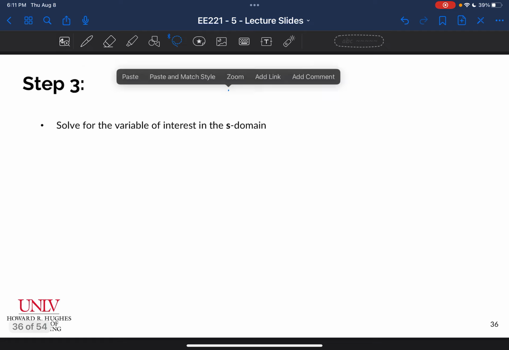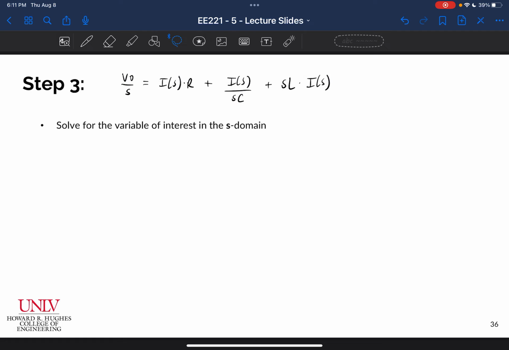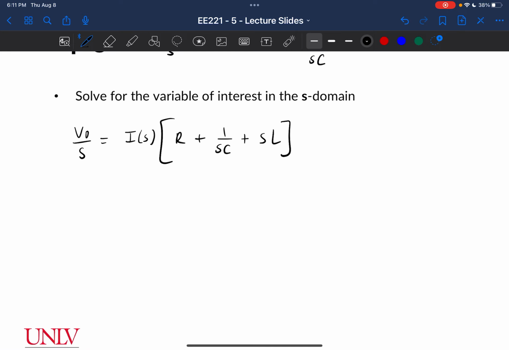Step 3 is fairly straightforward. And so now it says solve for the variable of interest in the S domain. Of course, for us, we decided that the variable of interest was I of S. So let's just start by factoring I of S out of all of these terms. And so we get R plus 1 over SC plus SL. And then if we want to isolate I of S, we need to divide both sides by this expression.